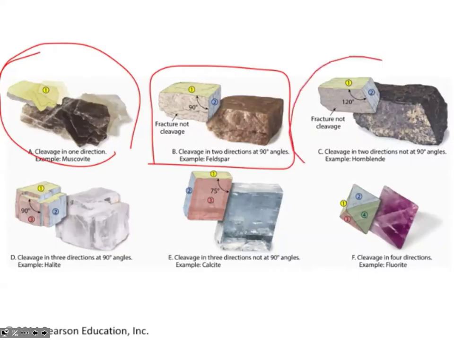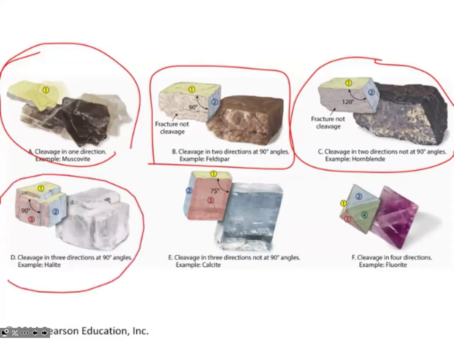There are also minerals that have 2 planes of cleavage, but they do not intersect at a right angle. Hornblende, which is an amphibole, is an example of that. So there, the angle between the 2 planes is around 120 degrees. Here's an example in the lower left where we've got 3 planes of cleavage. They're intersecting at 90 degree angles, which means that the mineral will break into cubes and pieces of cubes. The example mineral there is halite, or table salt.